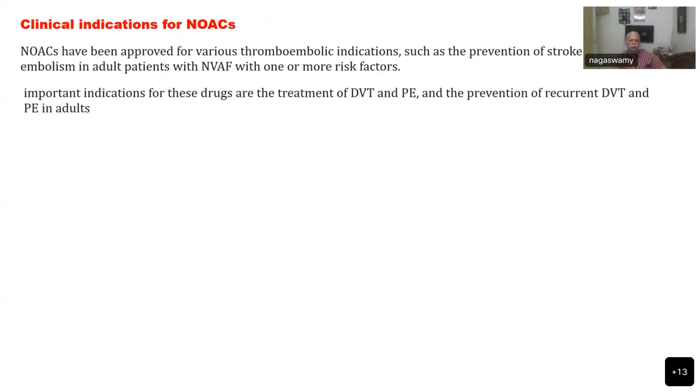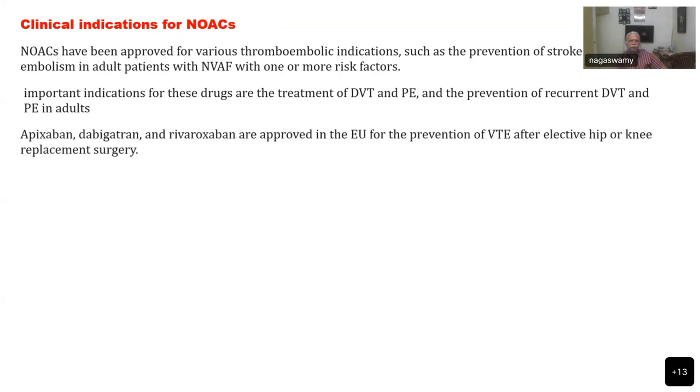Important indications are to prevent DVT and pulmonary embolism and prevention of recurrent PE in adults. Apixaban, dabigatran, and rivaroxaban are approved in the European Union for the prevention of venous thromboembolism in elective hip and knee replacement. So joint replacement surgery is what this drug was initially introduced for, so that patients need not take low molecular weight heparin by parenteral route. That is the idea with which this drug was introduced, and dabigatran was the first drug to be introduced, then rivaroxaban, Xarelto, also came into market.